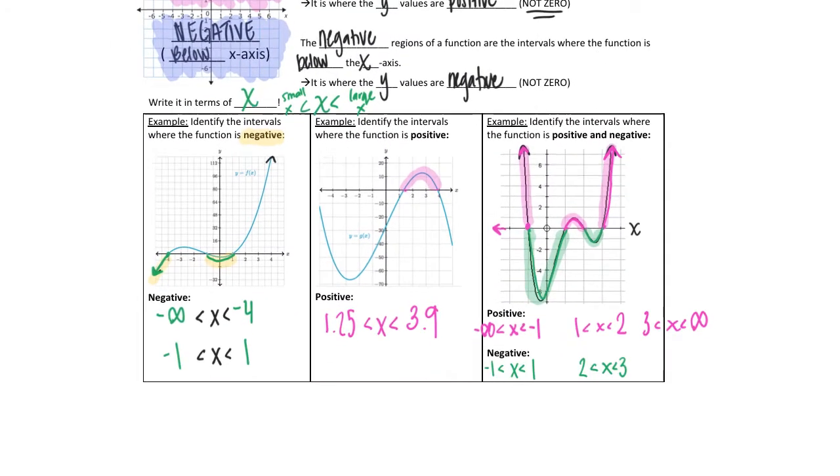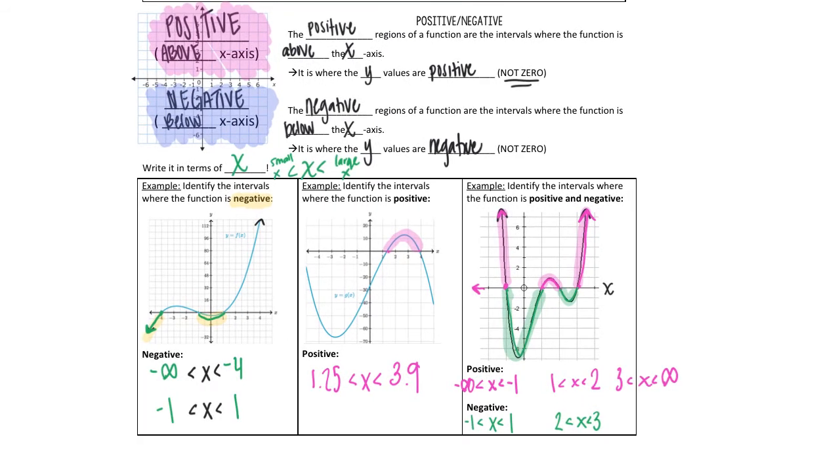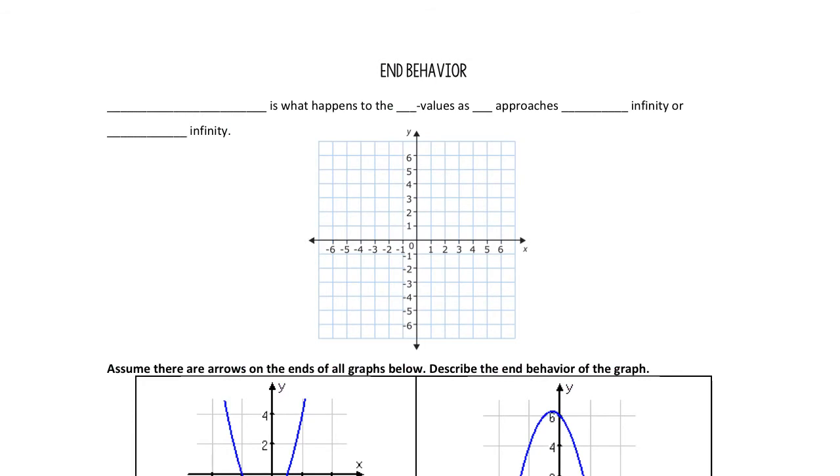Go ahead and rewatch anything about positive and negative that might have confused you there. Key ideas: positive above the x-axis, negative below the x-axis, and it's all written in terms of x. The very last key feature that we're going to take a look at is called end behavior. End behavior is what happens, you're answering, what happens to the y values as x either approaches positive infinity or negative infinity.